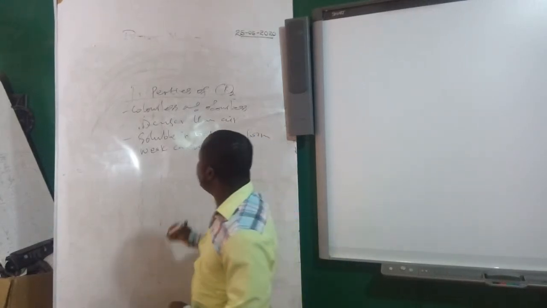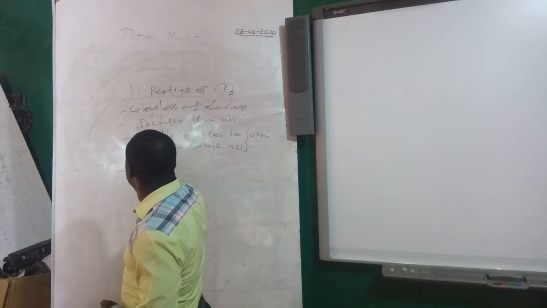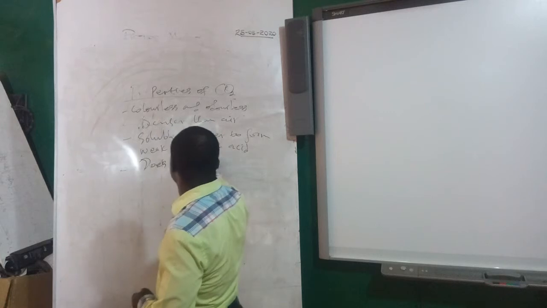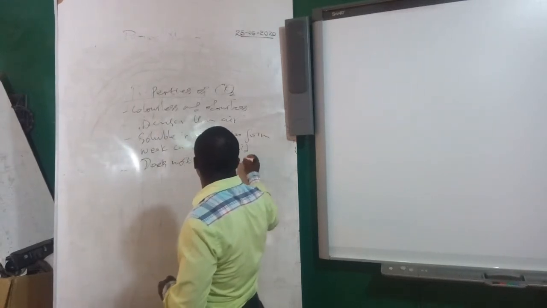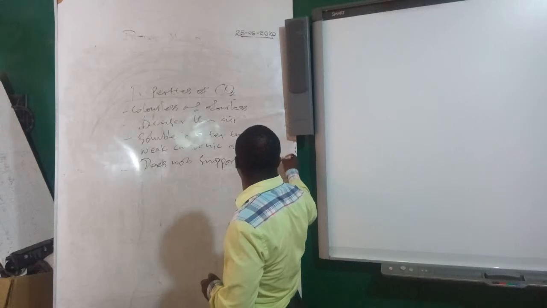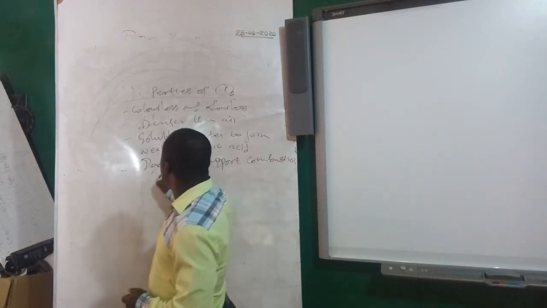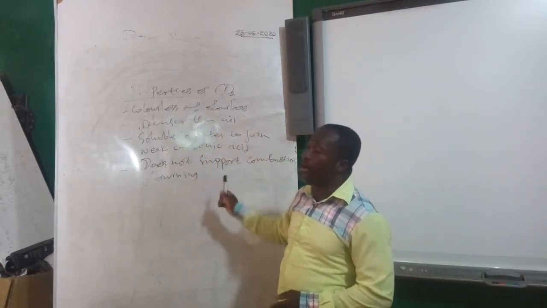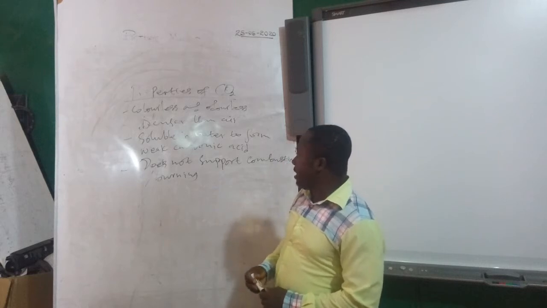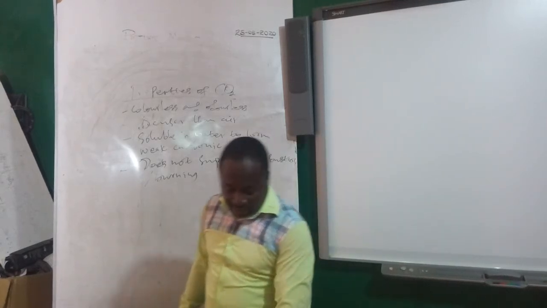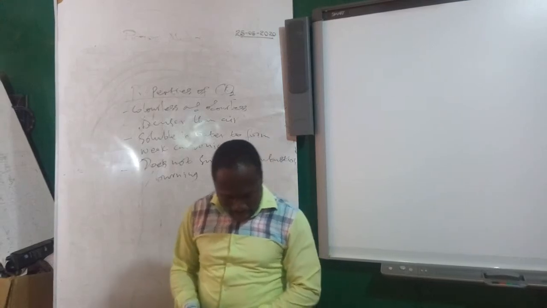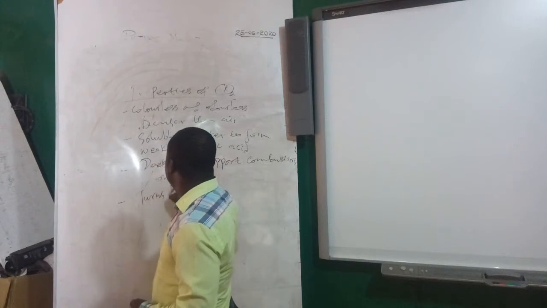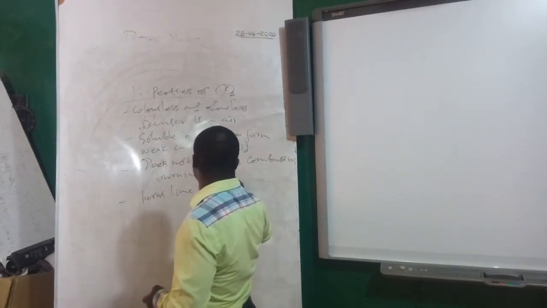Again, it does not support combustion, or burning. Good. So don't forget, when we get to the uses of carbon dioxide, you will understand the reason why carbon dioxide is used as a fire extinguisher. This is very clear here. Again, it turns lime water milky.